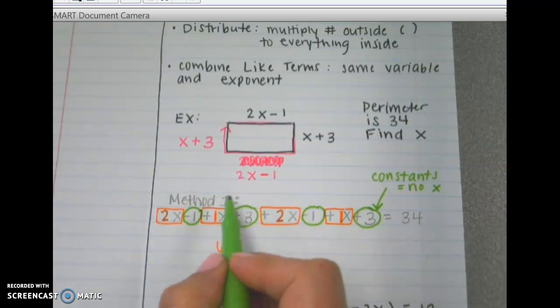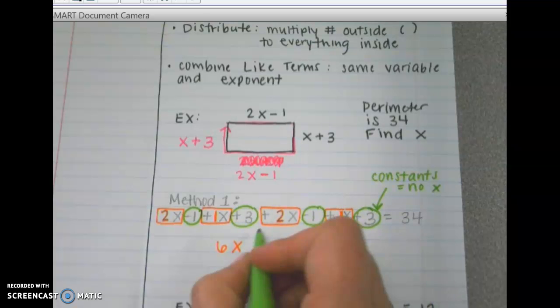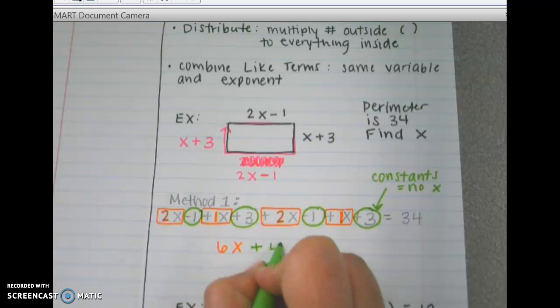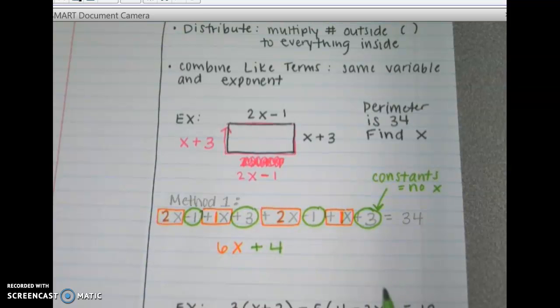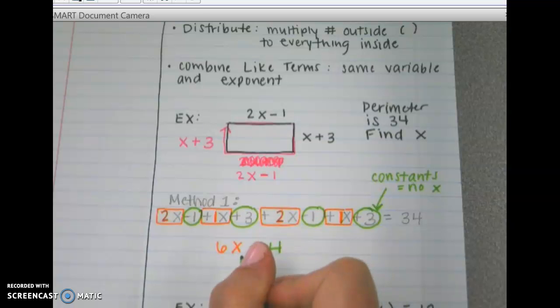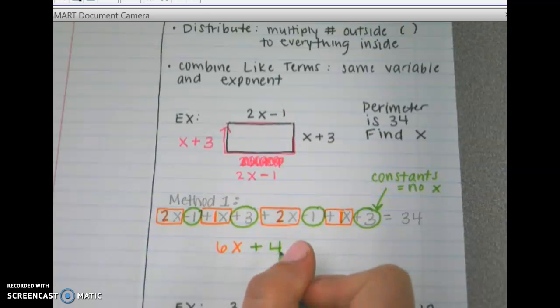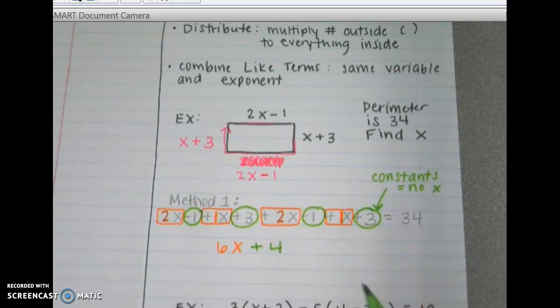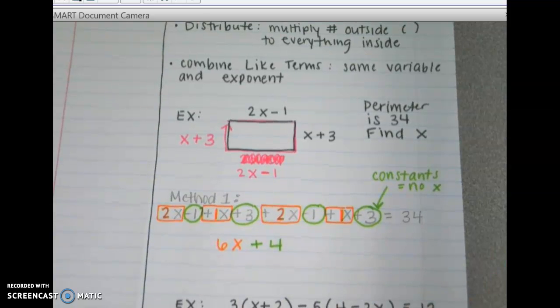So I have 2 over here, 2 over here, that's 4. Since I got a positive 4, we have to put plus. You always have to put some symbol in between when you combine your x's and the numbers without x. And since we got a positive, we'll put plus. If you get a negative, you'll put minus. So -1 plus 3, minus 1 plus 3 is 4. You could plug that into a calculator if you needed to.